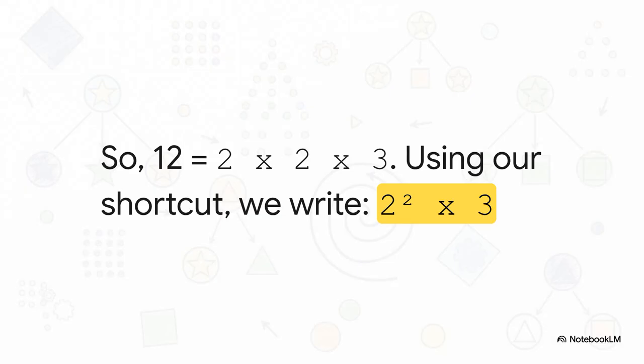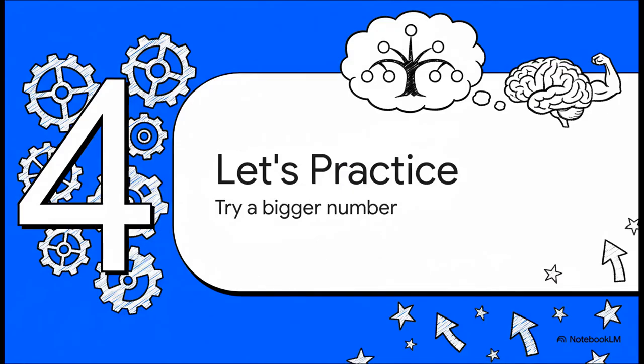So to write out our final answer, we just multiply all those prime building blocks together. 2 times 2 times 3. And hey, wait a minute. Remember that shortcut from the very beginning? We've got 2 2's, so we can use our exponent trick and write it as 2 to the power of 2 times 3. How cool is that? See? You can totally do this.